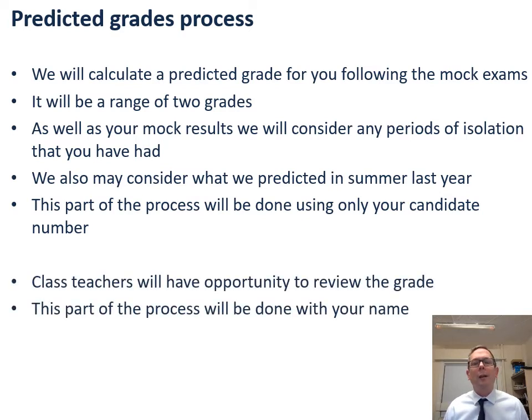And once that's been done, it then seems only fair that your class teachers are allowed to review the grade that you're going to be predicted, with knowledge of who you are. So they get a list of names of people in their class, they can see what the grades predicted for them are, and if there are any that just don't seem right, where the anonymous part of the process hasn't got the grade quite right for the student, then they'll raise that with their subject lead and they'll have a discussion as to whether or not the grade needs to be altered.